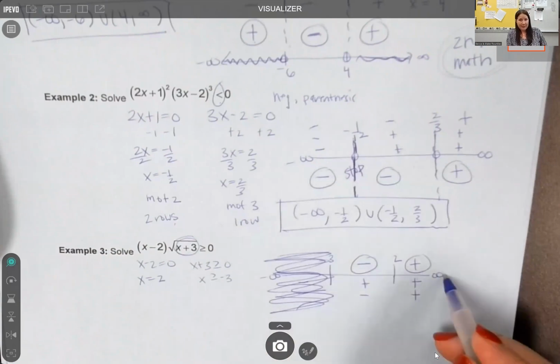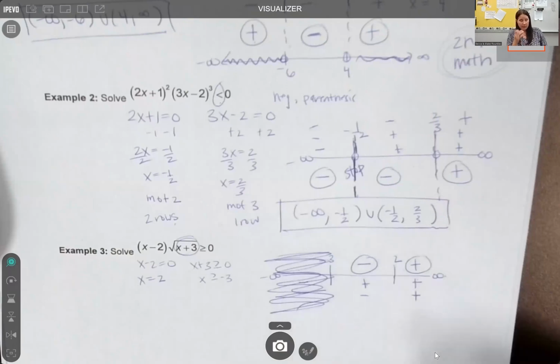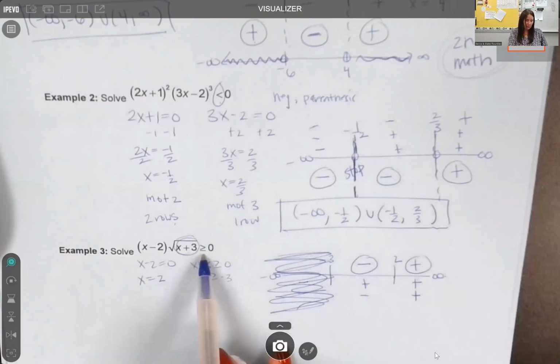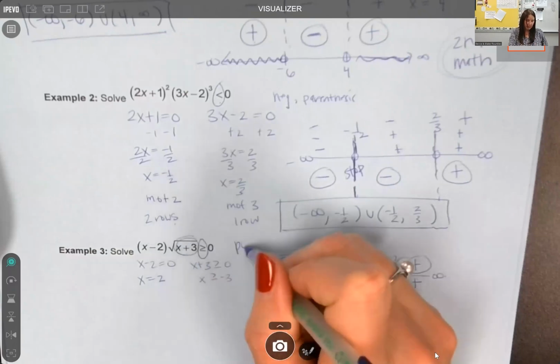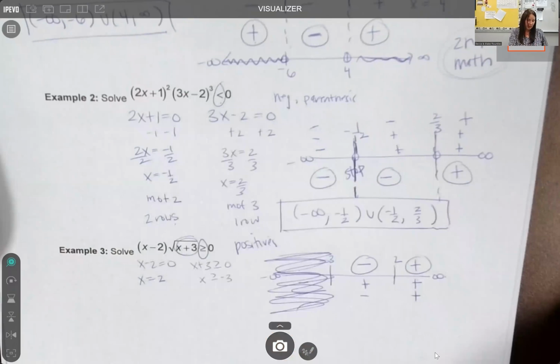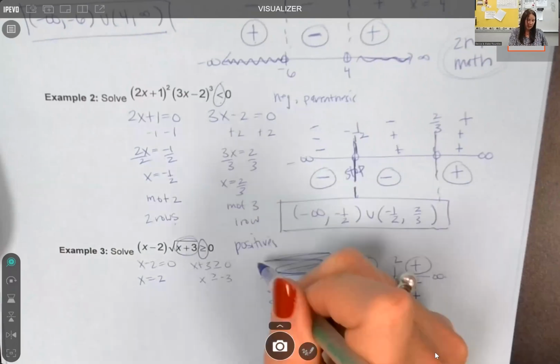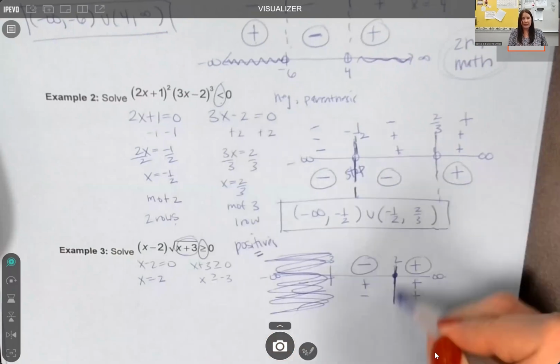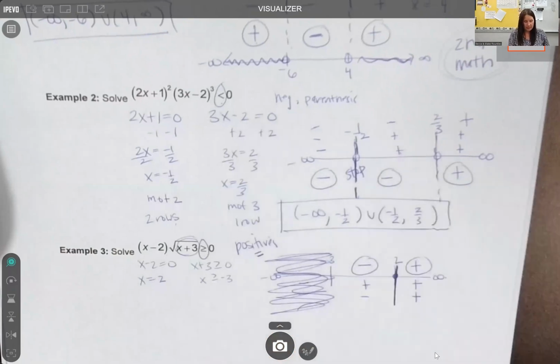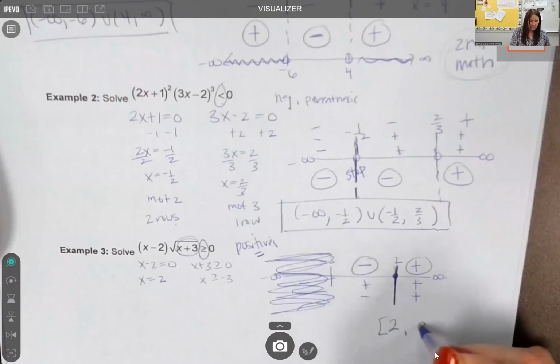Now, I didn't mark if 2 was an open or a closed circle, so I'm going to have to know exactly what I'm doing to go back to this. There is an equal to here. Okay, I'm going to circle this. So first of all, we want positives because it's greater than. And then it is equal to. So it's a closed circle here. So if I were doing this, I would do a straight line that's included. It's not a dotted line. So the positives are going to start at 2 as a bracket and go to infinity.